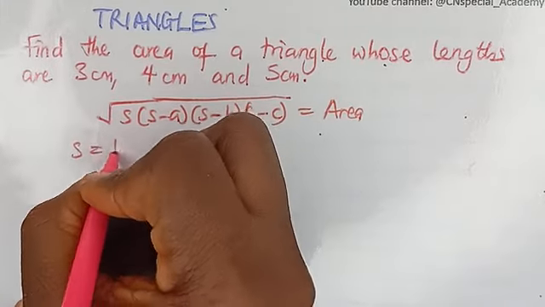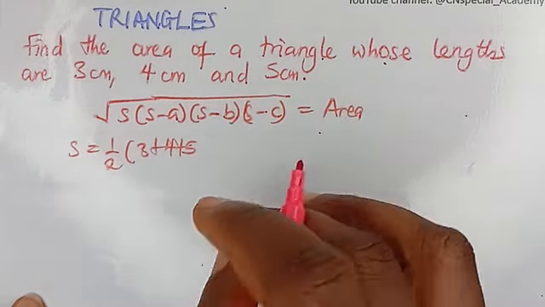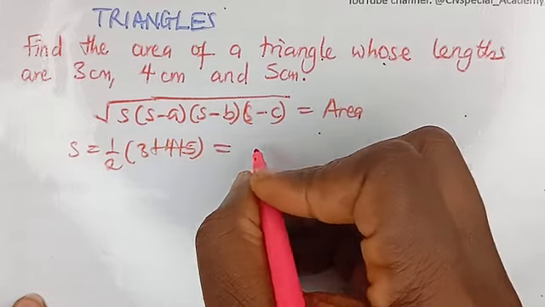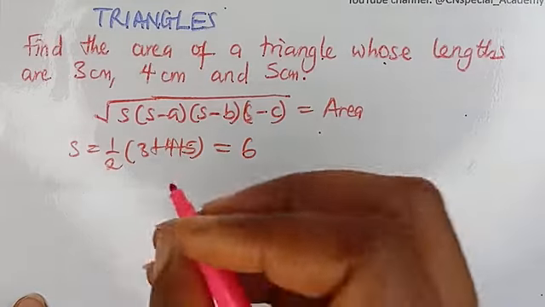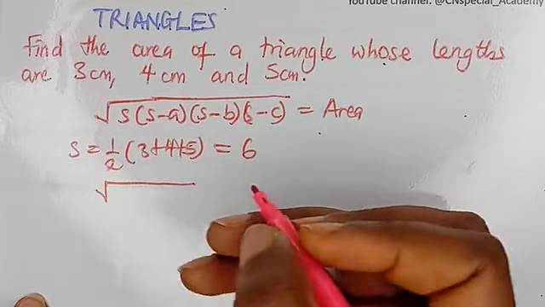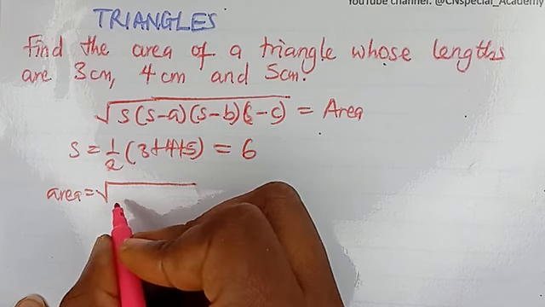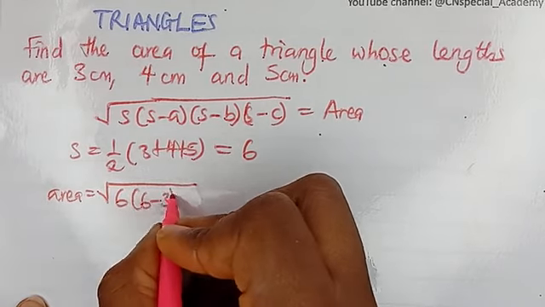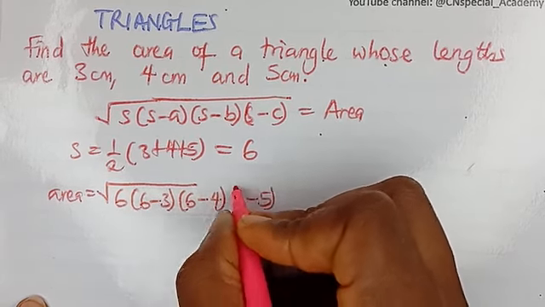So S is equal to half of 3 plus 4 plus 5. 3 plus 4 plus 5, that is 9, plus 3, that is 12. So half of 12 is 6. So S is equal to 6 cm. Now we substitute into Heron's formula. We have that the area is equal to, we have S, which is 6, times 6 minus 3, 6 minus 4, 6 minus 5.